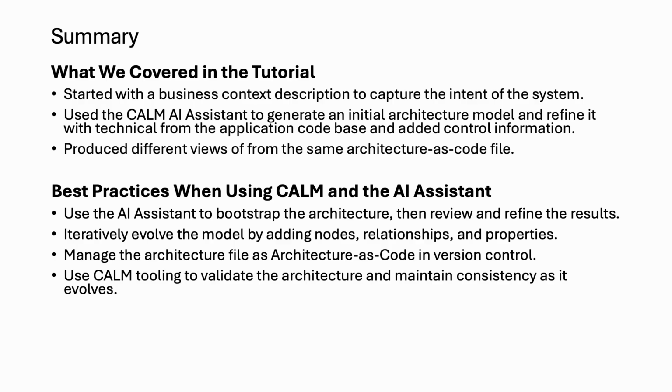There are also some important best practices when working with Calm and the AI assistant. Use the AI assistant to bootstrap the architecture, but always review and refine the results. Iteratively evolve the model by adding nodes, relationships, and properties as the systems become better understood. Manage the architecture definition as architecture as code in version control, and use Calm tooling to validate the architecture and maintain consistency as it evolves.